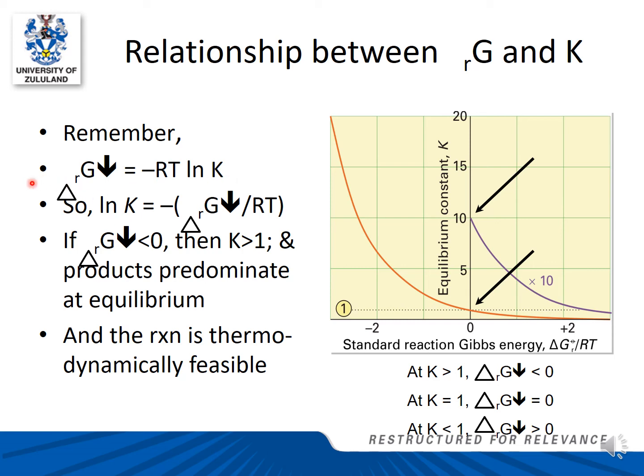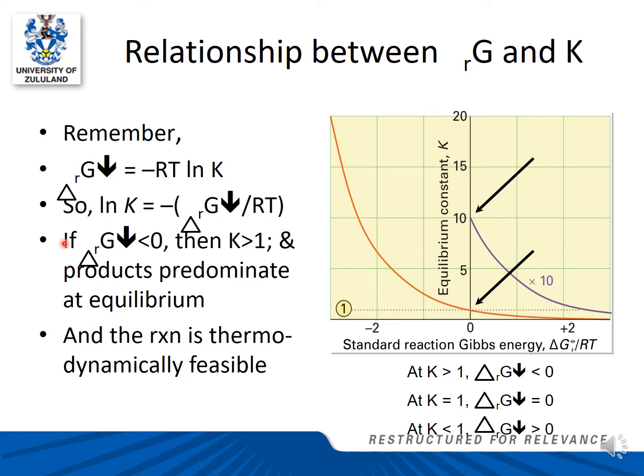So if ΔrG is equal to minus RT ln K, what about K? It means that ln K will be equal to minus ΔrG divided by RT. So if the value of the reaction Gibbs energy is less than 0, then the value of K will be greater than 1 and the products will predominate at equilibrium.